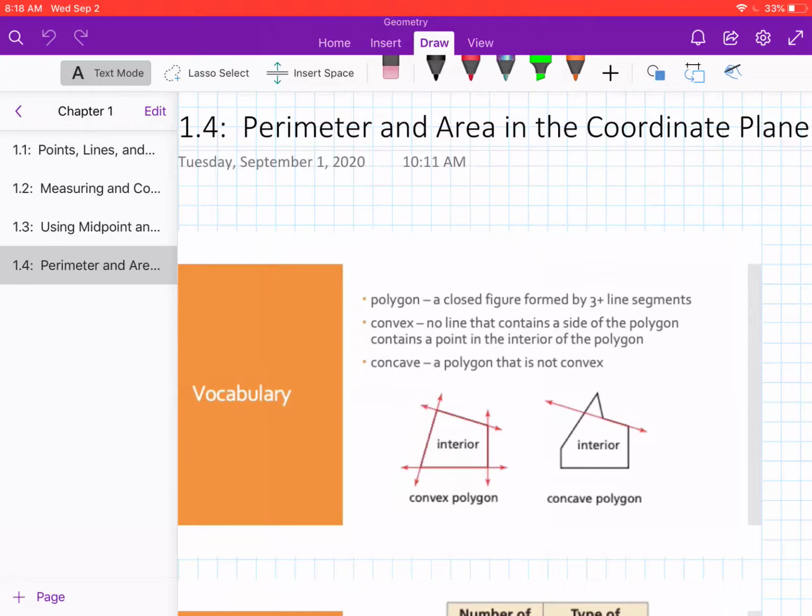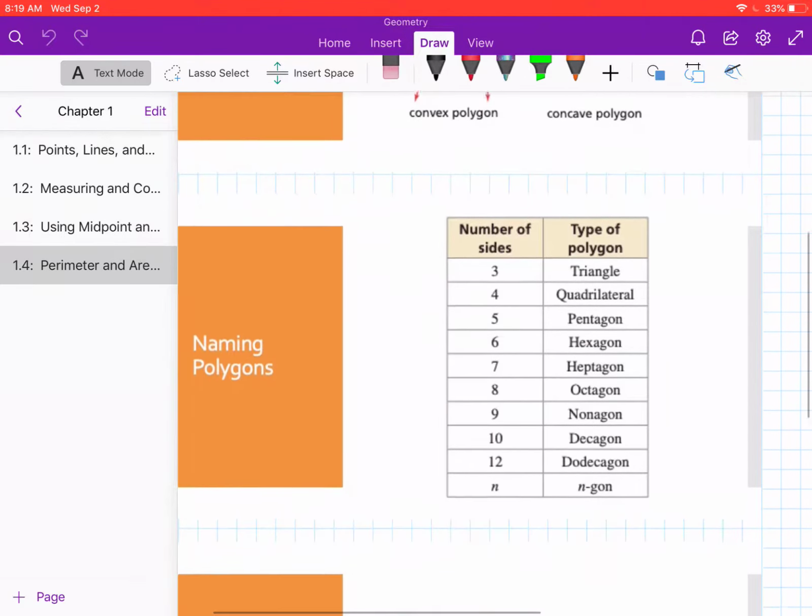A convex polygon is one where you can't draw a line along one of the sides and have it go through it, so it doesn't have a piece that juts in. A concave polygon does have kind of a piece that juts in. It looks like you took and cut out a piece of it. So that's just some vocabulary.